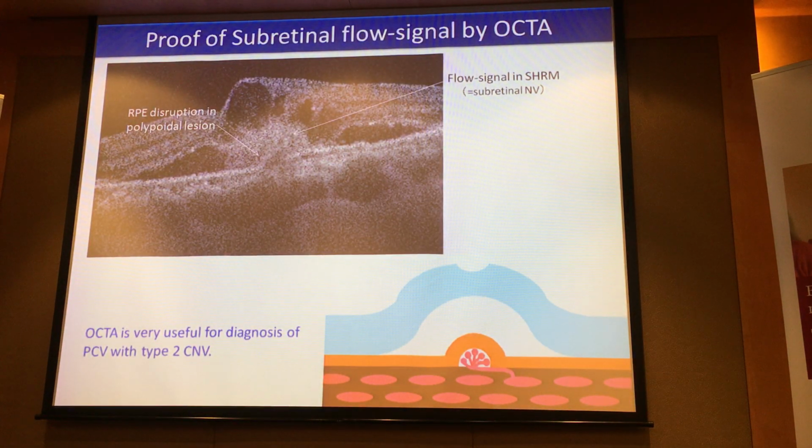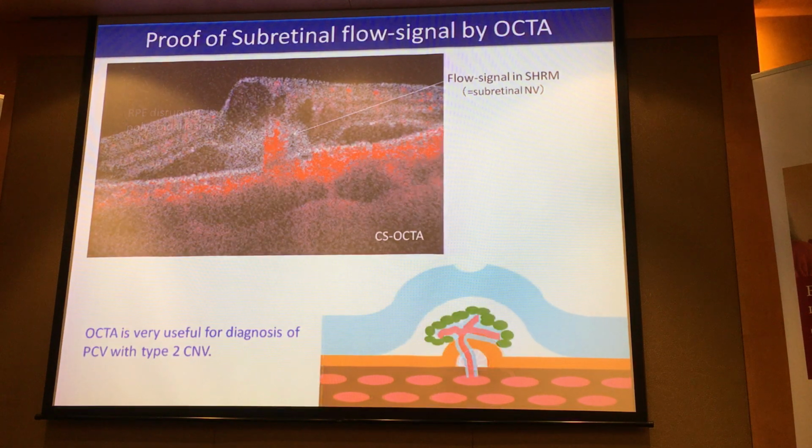OCTA is very useful for diagnosis of PCV with type 2 CNV. We can see a disruption of the polypoidal region, and if you see the cross-sectional OCTA, you see a flow signal in SHRM. That means some regional neovascularization. So PCV sometimes has a type 2 CNV component.